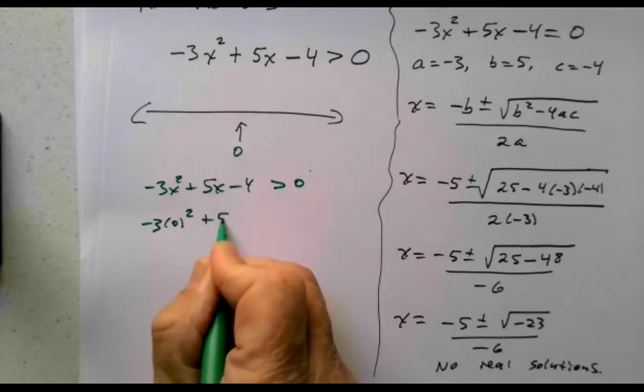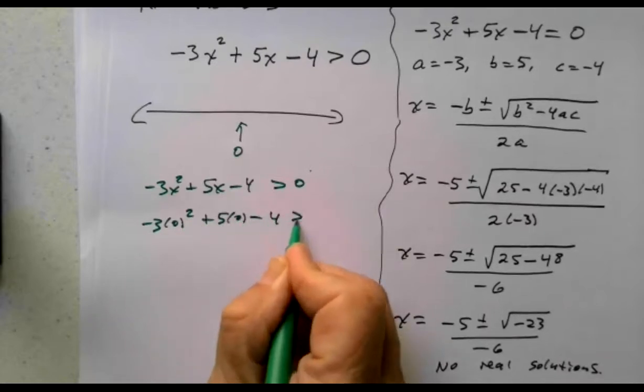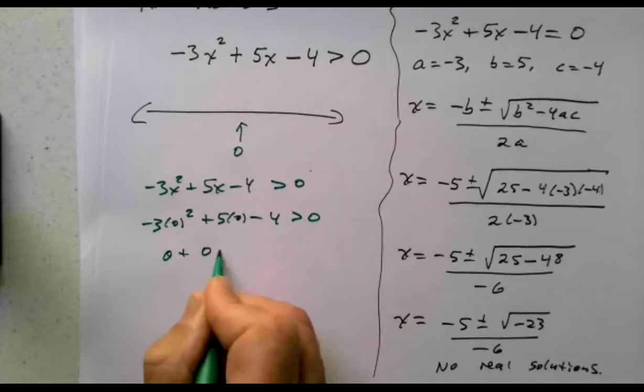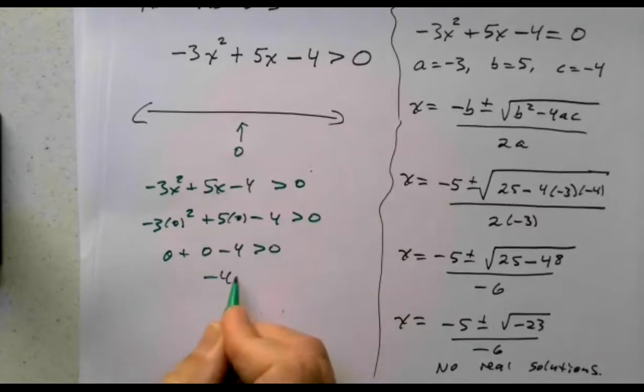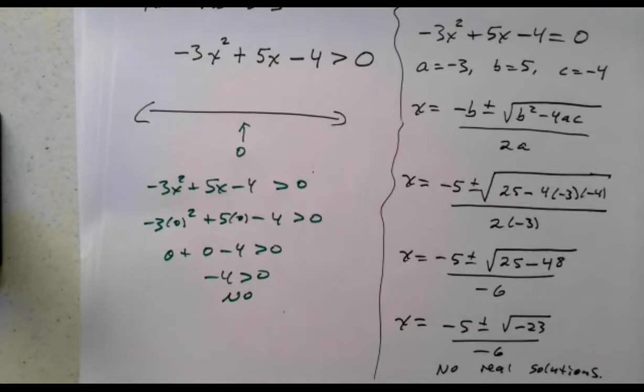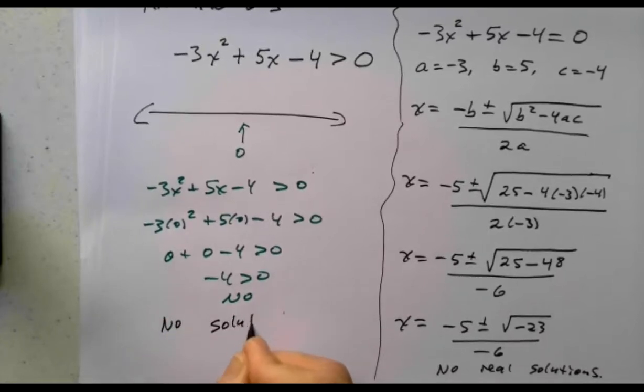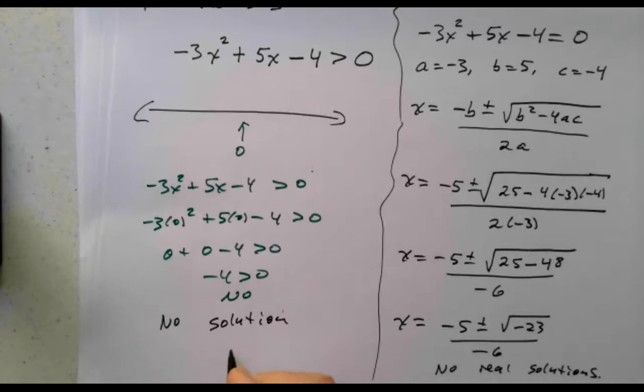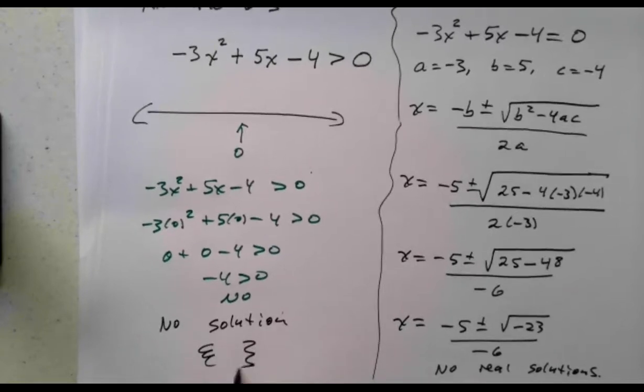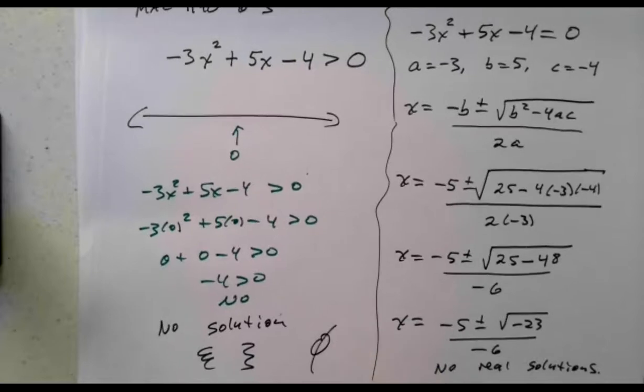Is negative 3 times 0 squared plus 5 times 0 minus 4 greater than 0? 0 plus 0 minus 4 greater than 0. Is minus 4 greater than 0? No, so I don't shade it. My only choices would be, if it were true, I would shade everything. If it's false, I shade nothing. So what I get here is no solution, or sometimes written as the empty set. So there's many ways that we can write that.